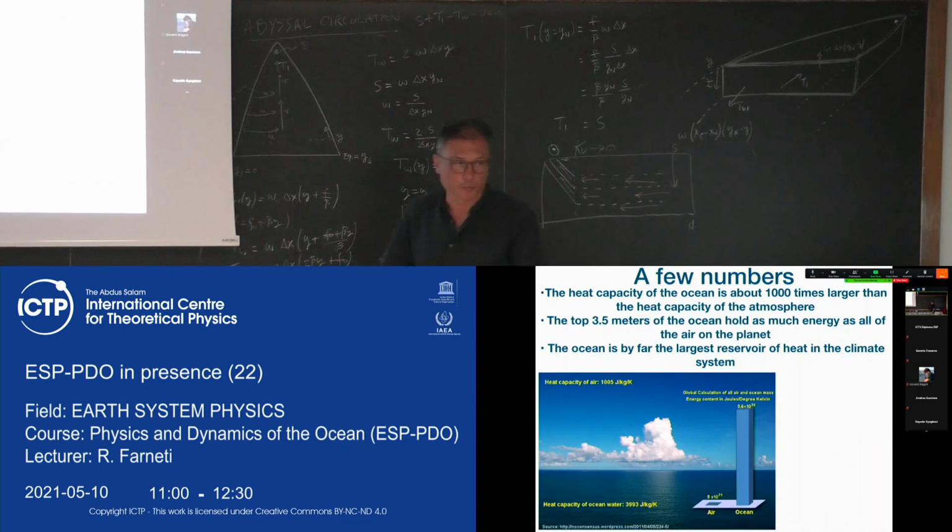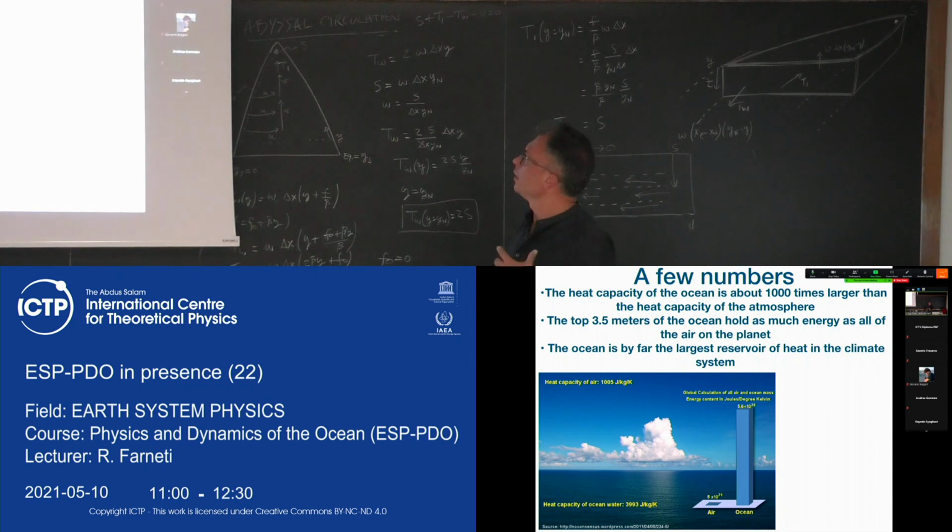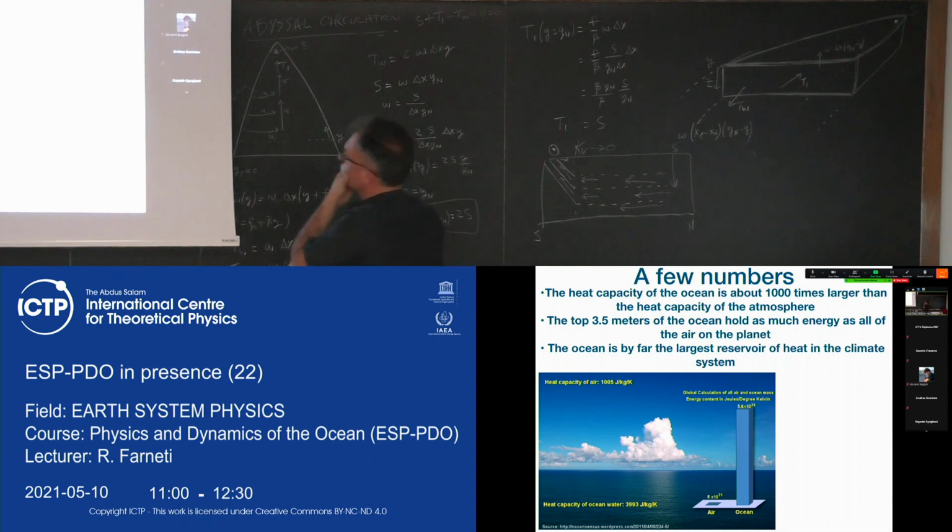So why is the ocean so important in terms of energy budgets in the climate system? If you think about climate change, if you put this extra 1 watt per meter squared into the climate system, most of it will go into the ocean. Okay? So that's why the ocean is so important. And you can think about this looking at the heat capacity. The heat capacity of the ocean is about 1,000 times larger than that of the atmosphere.